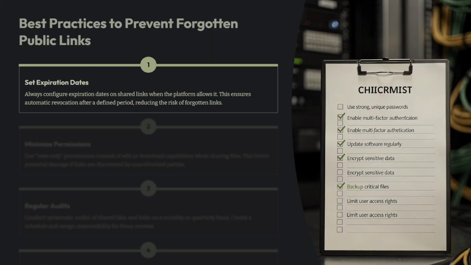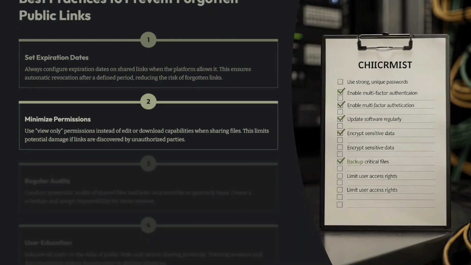Pillar 2 is limiting the damage up front. Exactly. That's minimize permissions. Your default sharing setting must be view only. Avoid granting edit or download capabilities when sharing files publicly. This ensures that even if a link is discovered, the exposed party can't tamper with the original data or easily exfiltrate it. And the final 2 pillars deal with systematic control and, I guess, the human factor.